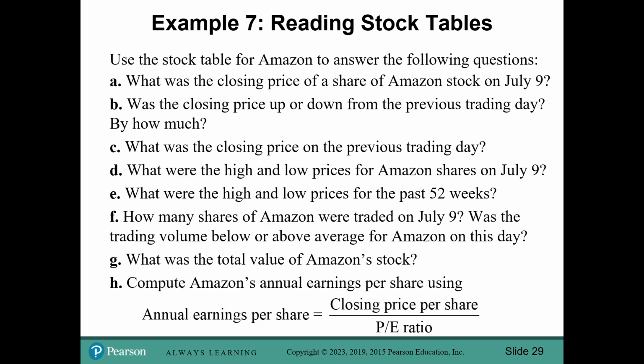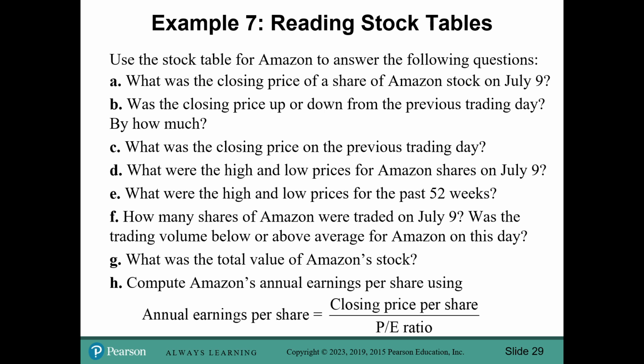So we're going to use the stock table for Amazon to answer the following questions. What was the closing price of a share of Amazon stock on July 9th? Was the closing price up or down from the previous trading day? By how much? What was the closing price on the previous trading day? What were the high and low prices of Amazon shares on July 9th? What were the high and low prices for the past 52 weeks? How many shares of Amazon were traded on July 9th? Was the trading volume below or above average for Amazon on this day? What was the total value of Amazon stock?